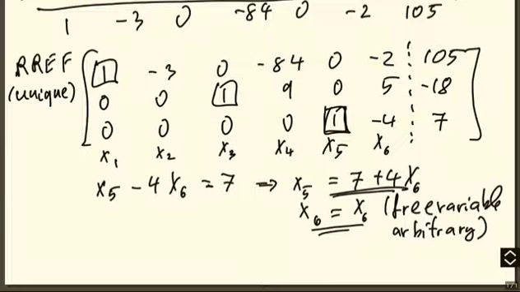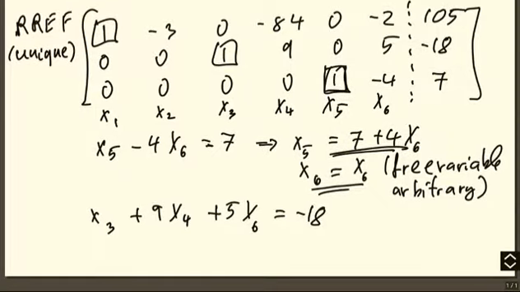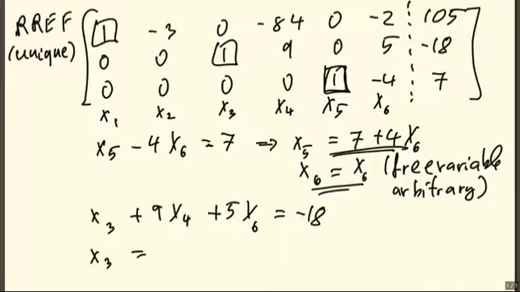All right, so going back from the last row to the second row, we have this one corresponding to x3. So x3 plus 9x4 plus 5x6 equals minus 18. And again, we solve for the pivot variable. x3 equals minus 18 minus 9x4 minus 5x6. x6 we already know is a free variable, and now we have another free variable, x4 equals x4.